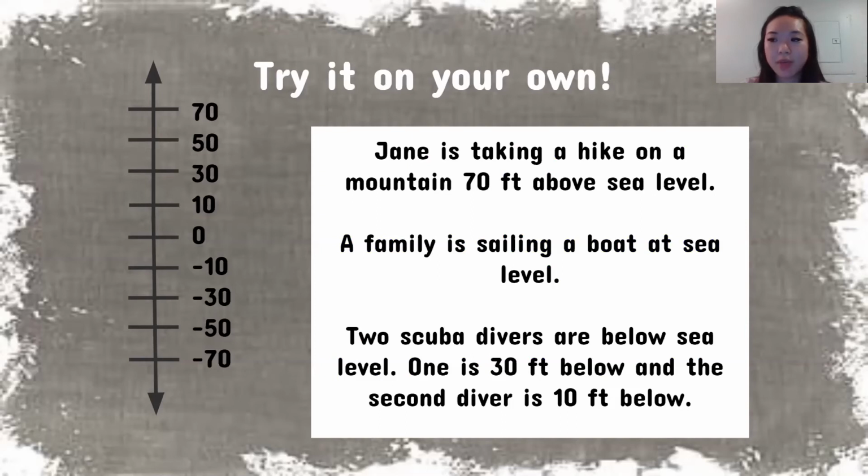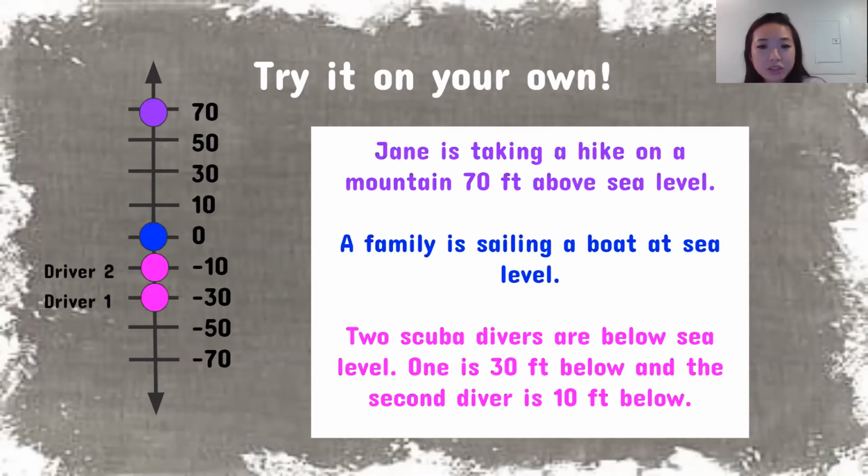All right, so I hope that was enough time for you guys to do that one. So I'm gonna go over the answers with you. Again, I color coordinated it to make it a little bit easier for us so you didn't have to write everything down next to that number line to make it confusing for us. So Jane is taking a hike on a mountain 70 feet above sea level. So I made that one purple.